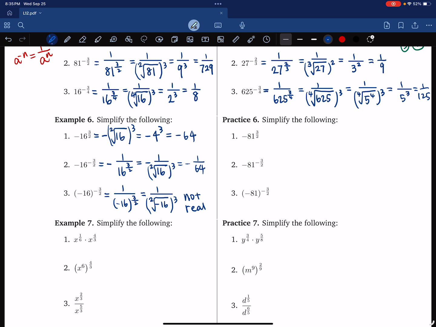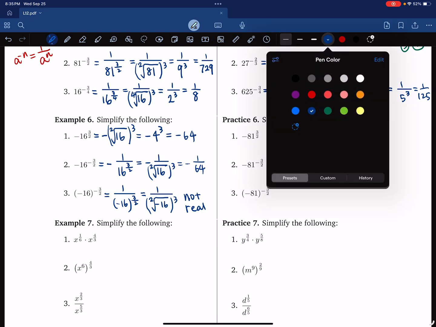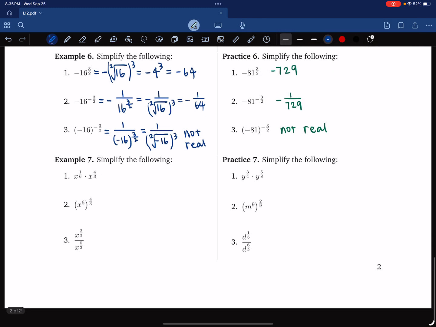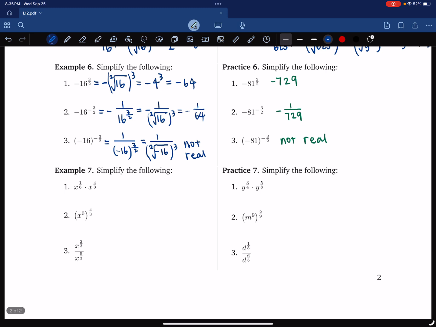All right, I'd like you to practice with practice 6. It's very similar, as you can see. The only thing that's different is just the base. And you do need to simplify, so I'm going to give you the solutions, and hopefully you can get them. Okay, so these are the solutions to practice 6. Make sure you do practice. Moving on to example 7.